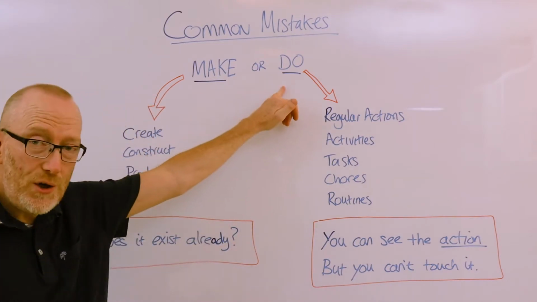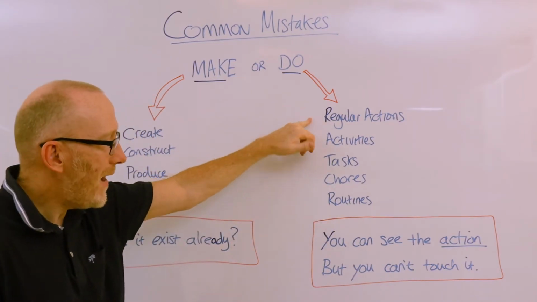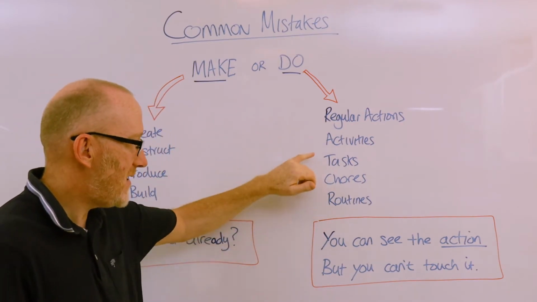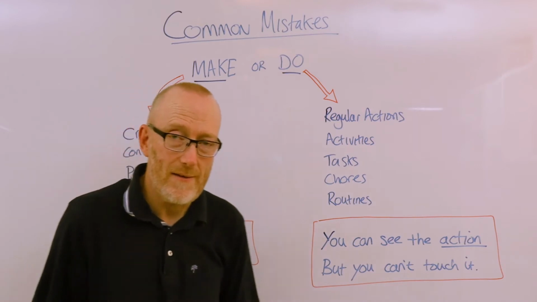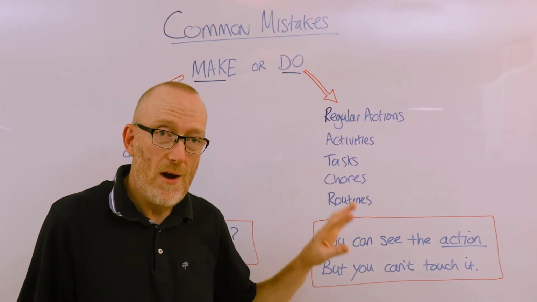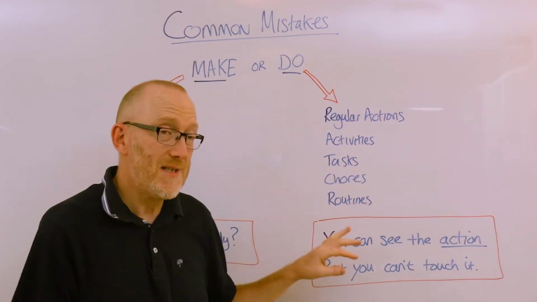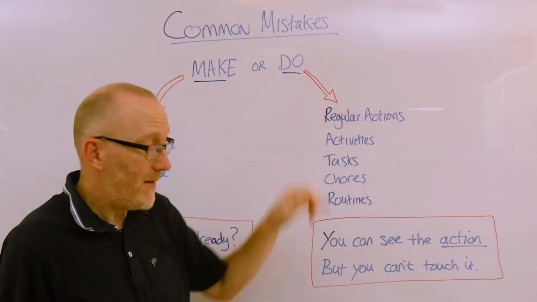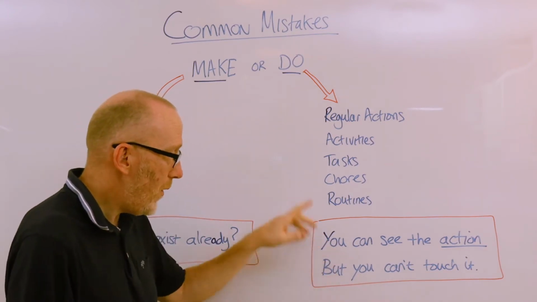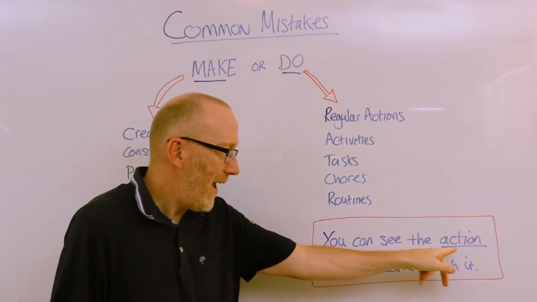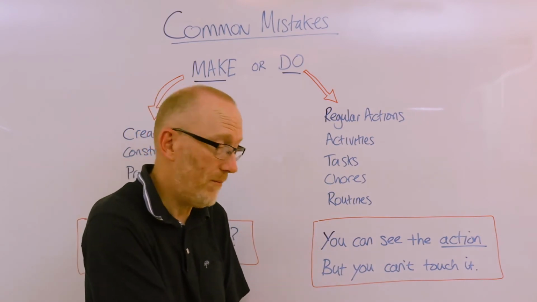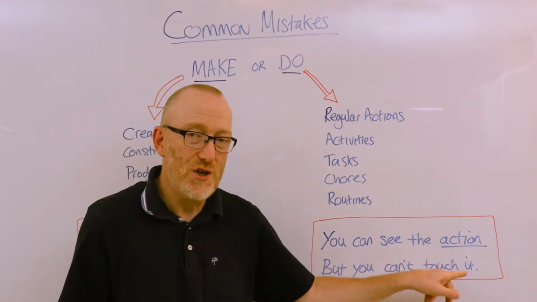Now we use do, okay, to talk about regular actions, things that you do on a regular basis. Your activities, tasks, chores, routines. Now, the best scenario I can think of to help you understand what you do in this case is, this is a great example, a great description. With do, you can see the action. Okay, you can see the action being performed, but you cannot touch it.